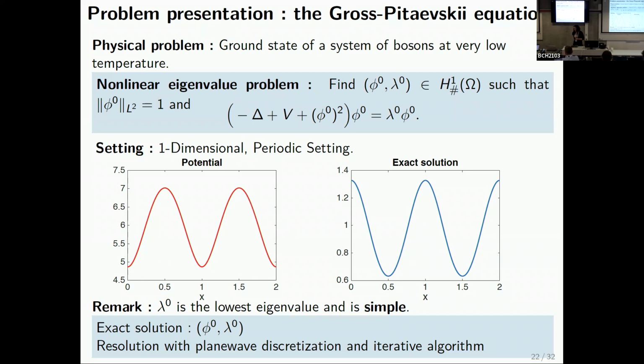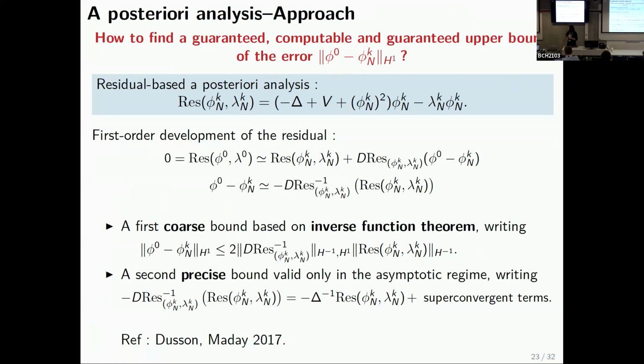We solved the problem in practice using the plane wave discretization and a self-consistent field algorithm, as is done for molecules. And so the question here is how to find a guaranteed computable bound of the error in the eigenvector and the eigenvalue. The main idea is to do a Taylor expansion of the residual, writing that the residual of the exact solution, which is 0, is equal to the residual at the approximate solution plus the differential applied to the error.